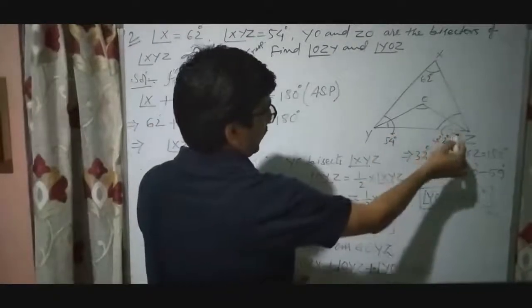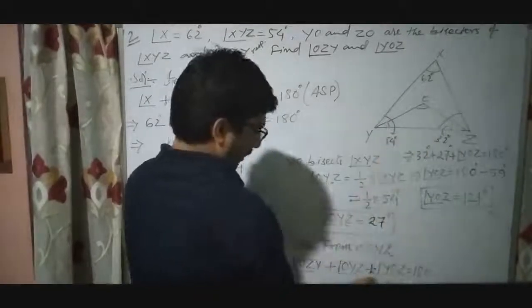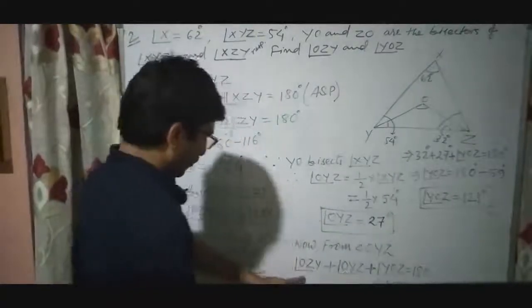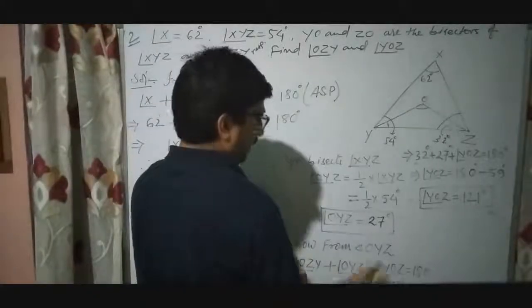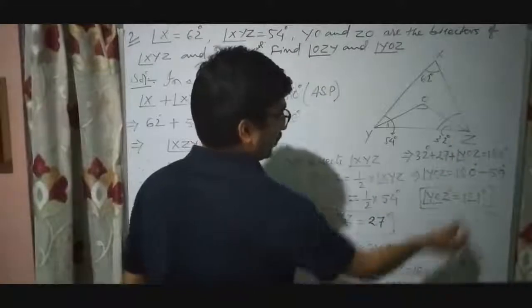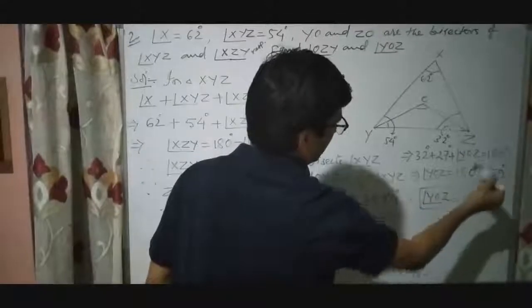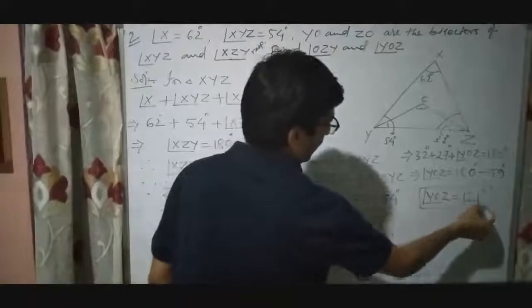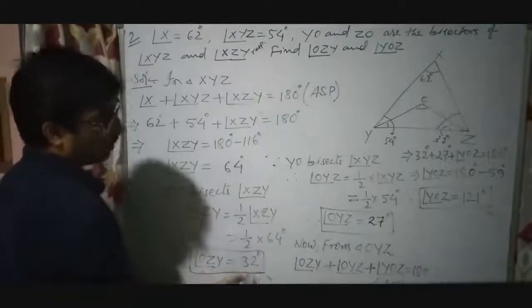OZY, this angle, plus OYZ, this small angle, plus YOZ, this angle. We have their values now. OZY is 32 degrees and OYZ is 27 degrees. So 32 plus 27 plus YOZ equals 180 degrees. Now the sum of these two is 59, it goes to the other side, then it becomes minus 59. So YOZ equals 180 minus 59, that is YOZ equals 121 degrees. So this way we have got the two answers. One is OZY, that is 32 degrees, and another one is YOZ, that is 121 degrees.